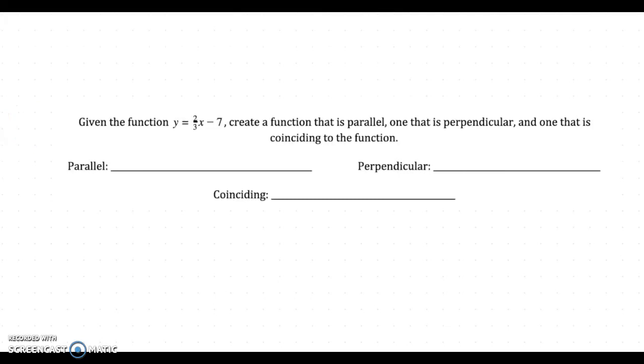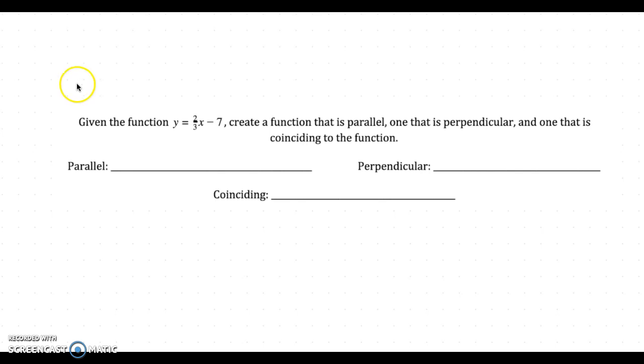In this video, we're going to talk about learning target 224, which is talking about parallel, perpendicular, and coinciding lines. This problem says, given the function y = 2/3 x - 7, create a function that is parallel, one that is perpendicular, and one that is coinciding to the function.